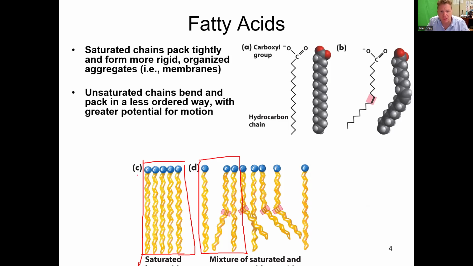I'm going to label them. I'm just going to use these labels, C and D. In box C, I've got 5 fatty acids. Each one of them has a lot of energy associated with it. Box D has 3 fatty acids, less energy.